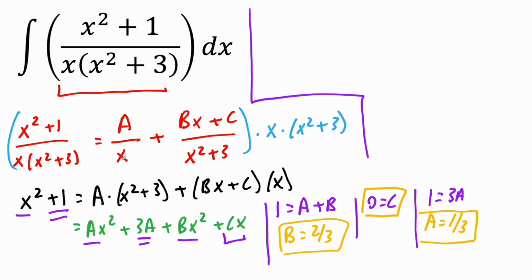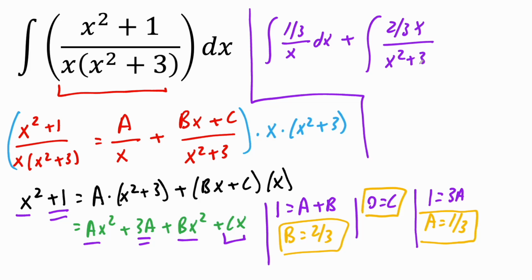So instead of saying A divided by x, I know A is 1/3. So we can rewrite it as the integral of 1/3 divided by x dx plus the integral. We know B is 2/3, so 2/3 x, and C is 0, so you can put plus 0 or just leave it alone. I'm going to leave it alone. Divided by x squared plus 3 dx. Now I'm going to take this to the next page.